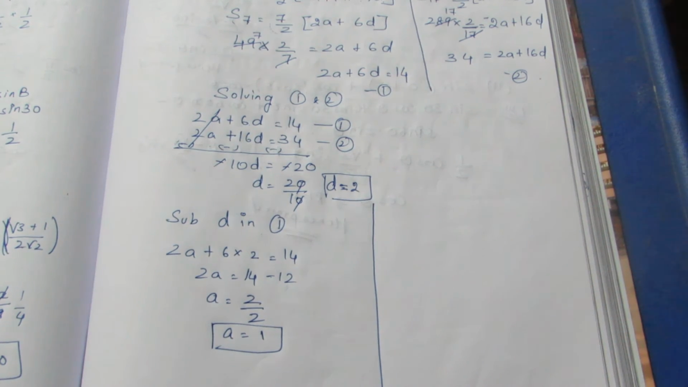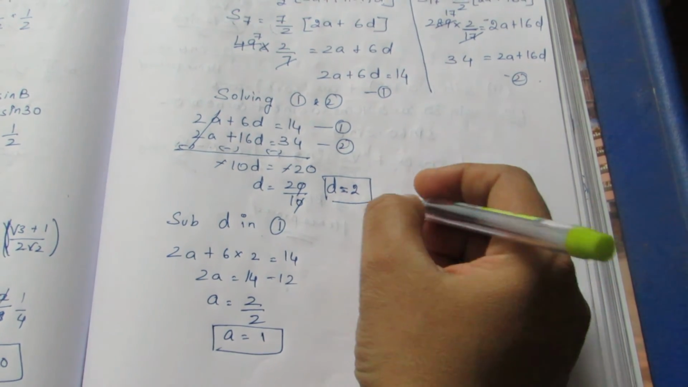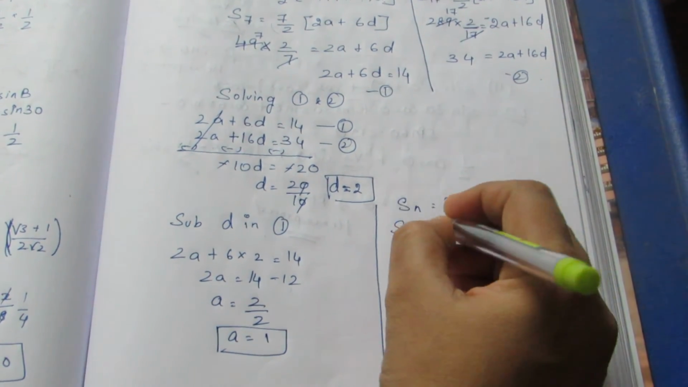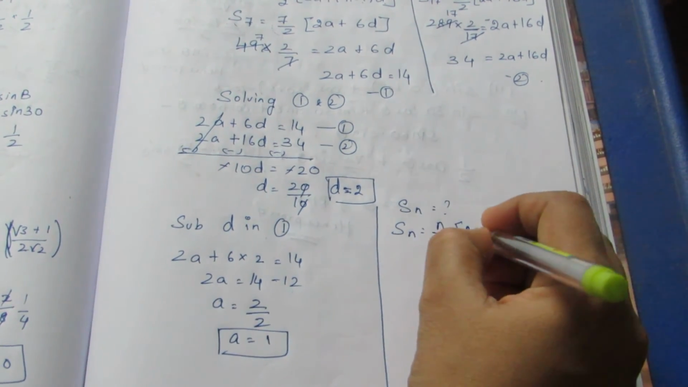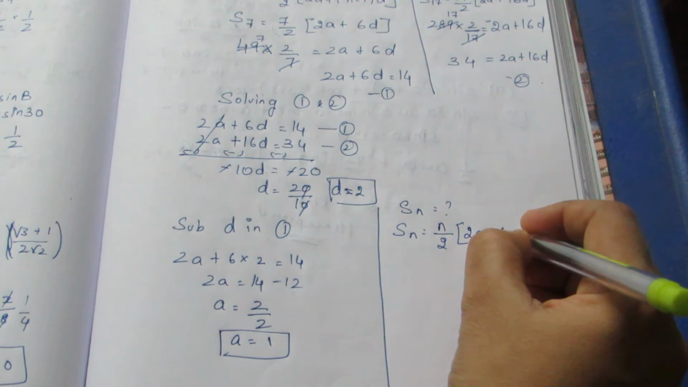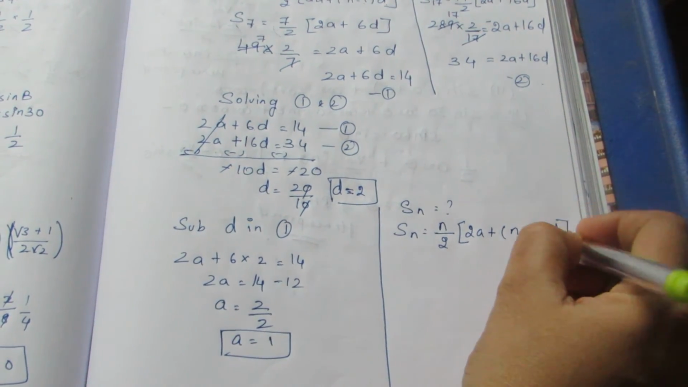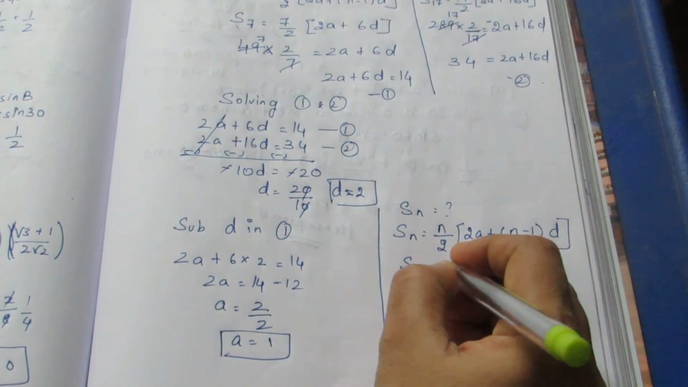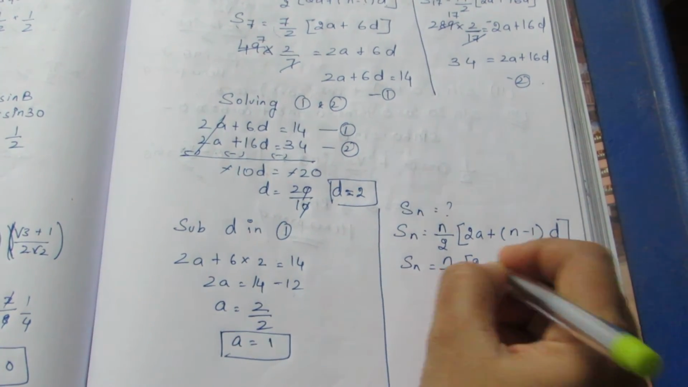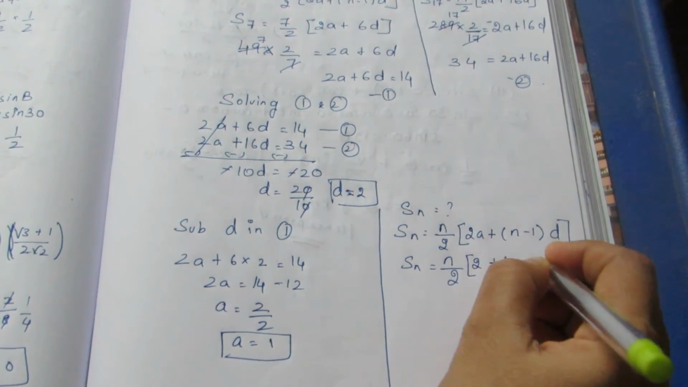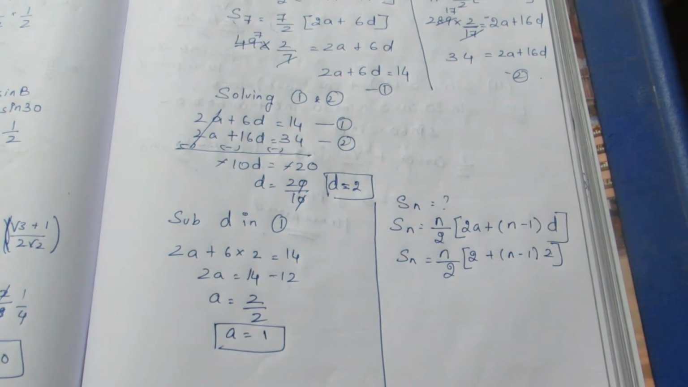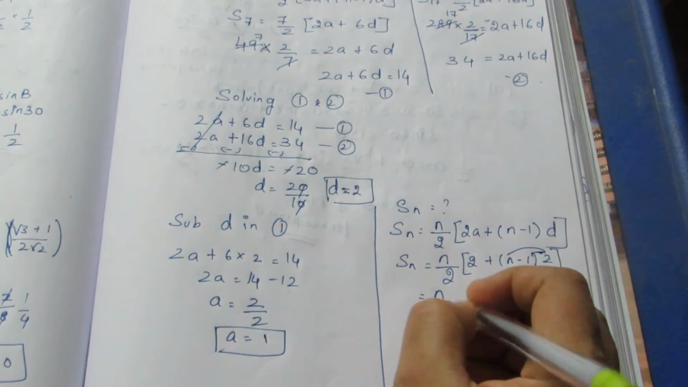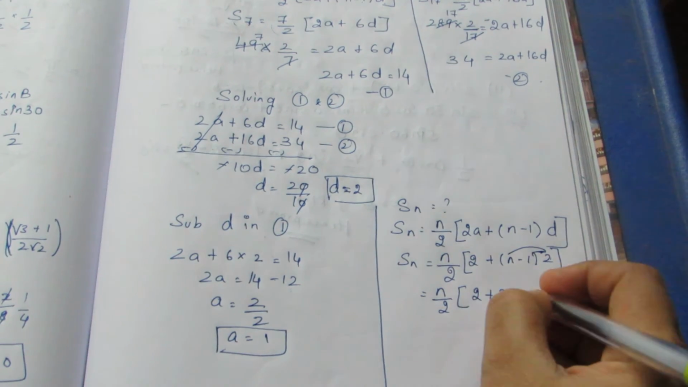They have asked us to find Sn. So I am writing it here. They have asked us to find Sn, right? So the Sn formula is n by 2 into 2a plus n minus 1 into d. Here we know a and d, we don't know n, so let n be n itself. n by 2 into 2a, which is 2 into 1, will become 2, plus n minus 1, and instead of d we have 2. Just multiply the 2 inside. Here it becomes n by 2 into 2 plus 2n minus 2.